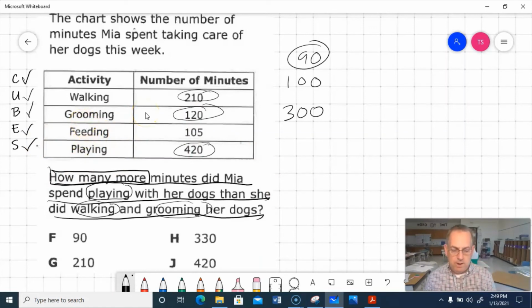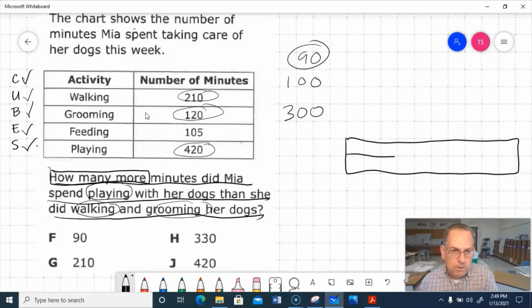So I'm going to show you another way. Another way that makes sense to do this problem is to make a model. We're going to compare two different types of models. Okay, I'm going to do a part whole strip diagram here. So the playing with her dog was 420, and the walking her dog was 210, and the grooming her dog was 120. And this is the part we were trying to figure out right there.